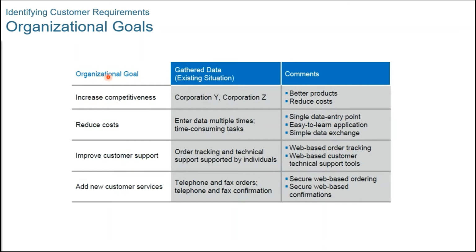Now, the table here presents data gathered about organization goals of a sample company, Corporation X. Okay? So you've got Corporation Y, Corporation Z. This is the existing situation. You've got some comments here, right? So, reduce cost, improve customer support, and add new customer services. Okay? So, document everything.